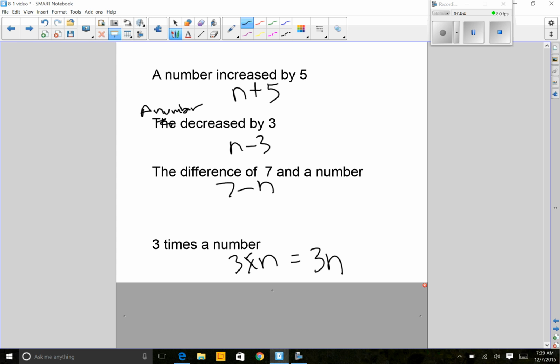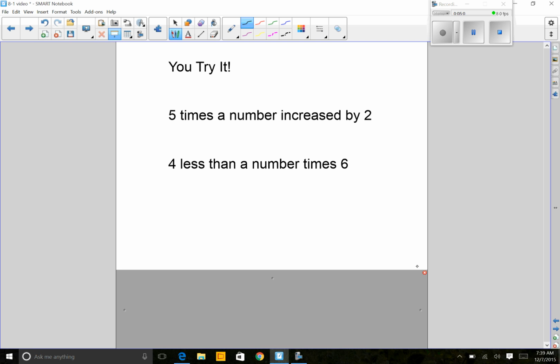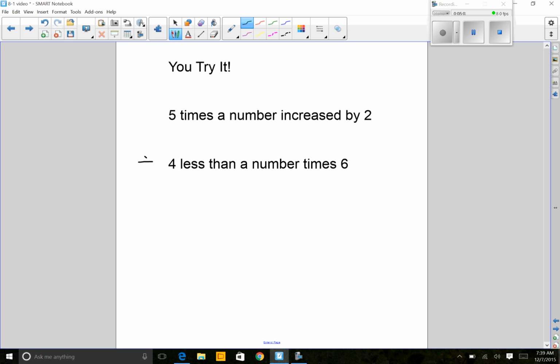There are other ones as well. Most of them are ones that you're probably pretty familiar with, because they are ones that we use in word problems. So why don't you try it? I came up with two tough ones, and one in particular is a little bit tricky. You're going to have two operations in each of these. Why don't you take a peek at these?